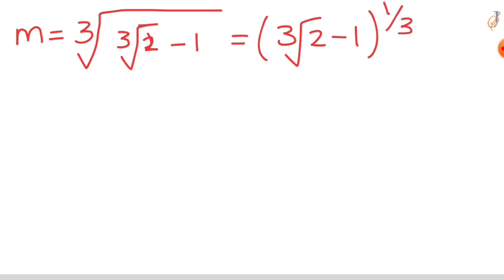Now if you cube both sides, you will get m power 3 equal to (2 minus 1) whole power 1 by 3 times 3. Here the 3 and the 3 get cancelled. So you are left with m power 3 equal to cube root of 2 minus 1.